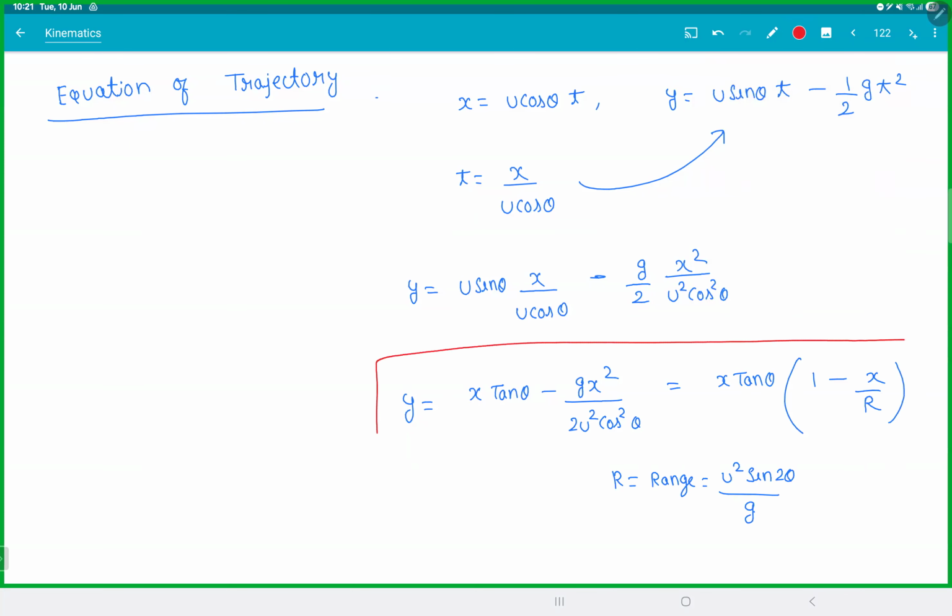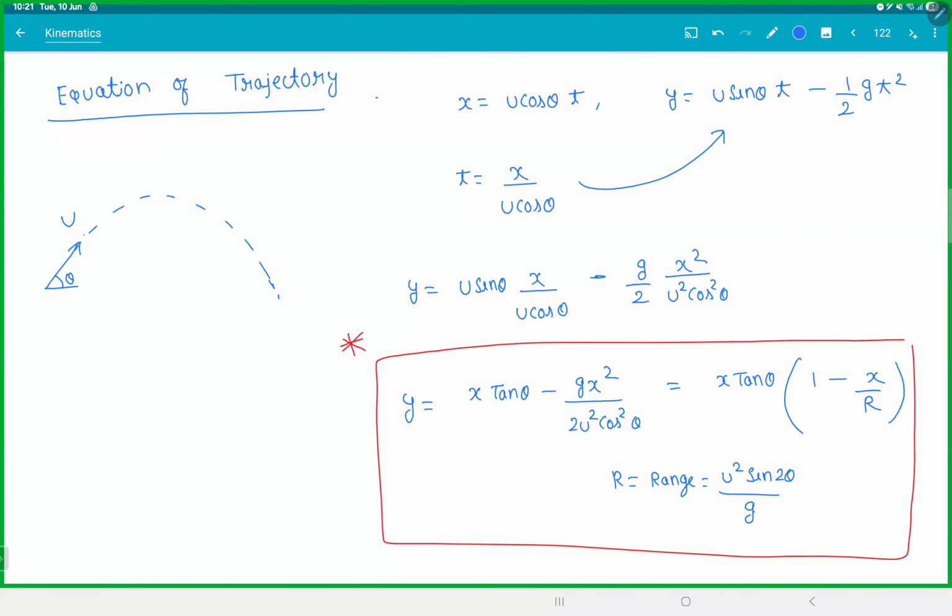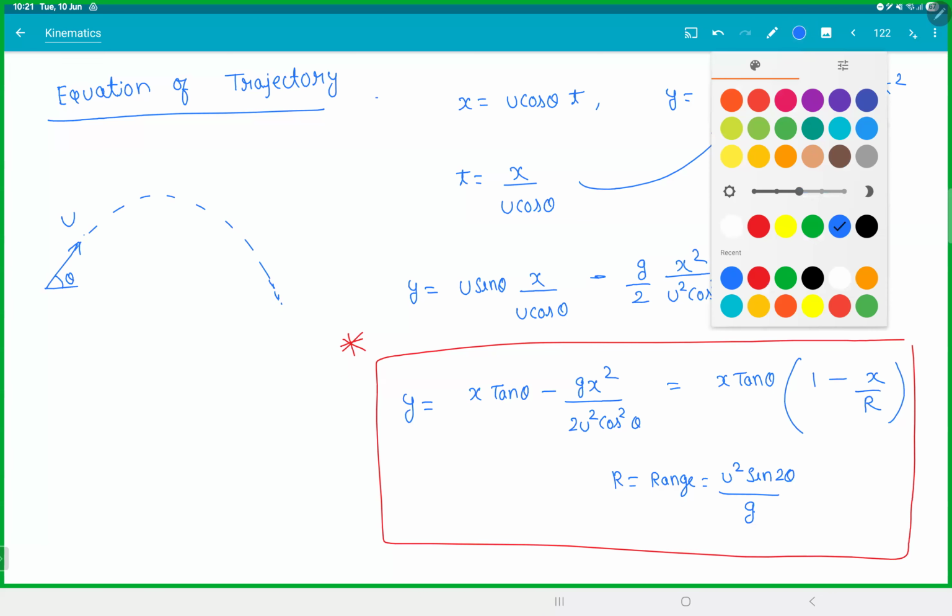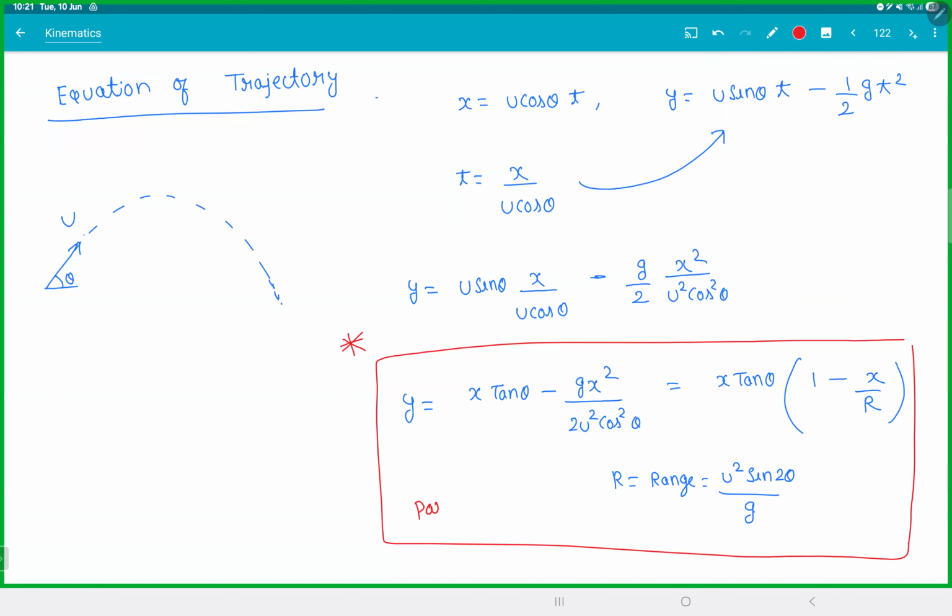This is the equation of trajectory. This tells you the relation between the x and y coordinates of this particle, and the shape of the path which you get when you project at an angle theta with speed u. This is a parabolic equation. So the shape it goes is a parabola. Parabola is that U-shaped kind of thing. This is the equation of trajectory.